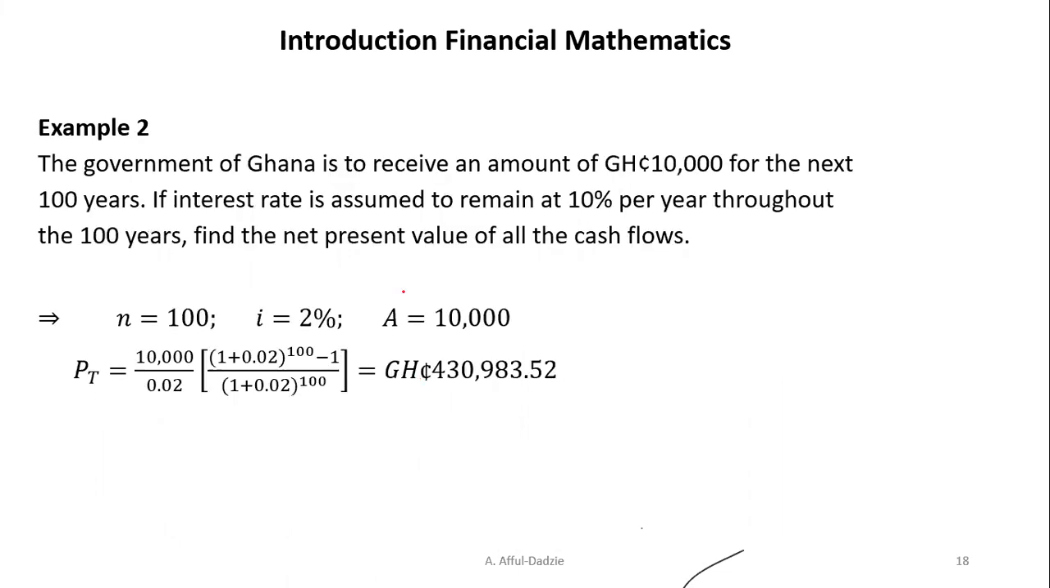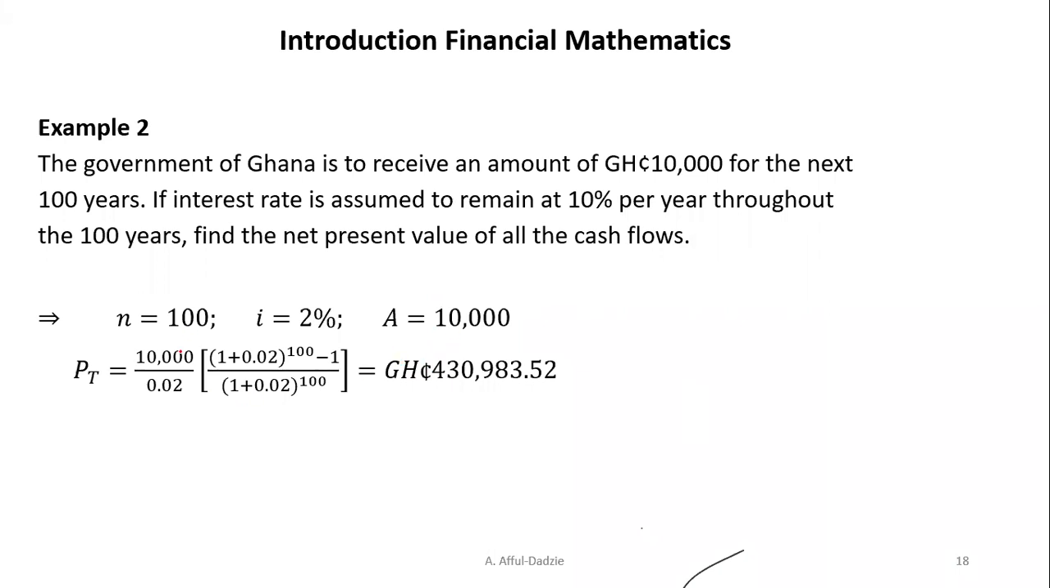Now, let's look at the example. It says the government of Ghana is to receive an amount of 10,000 for the next 100 years. Can you imagine? 100 years. If the interest rate is assumed to remain at 10% per year throughout the 100 years, find the net present value for all the cash flows. So imagine you're supposed to do this 100 times. That would be barbaric.